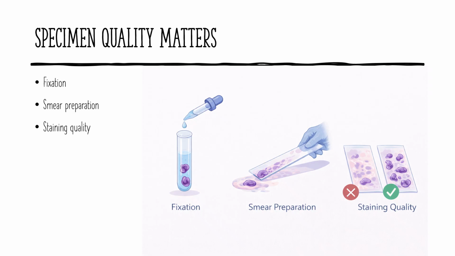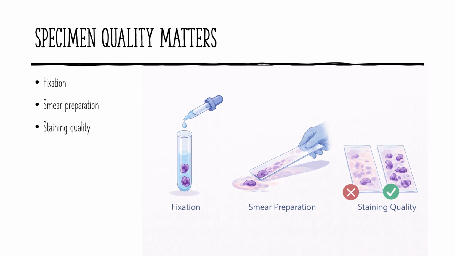Next, slide preparation or smear preparation. This is where technique becomes art. Too thick, and cells overlap and nuclear detail disappears. Too thin, cells rupture or distort. Bad feathered edge, you lose your optimal evaluation zone. Histotechnologists and laboratory professionals don't just prepare slides. We create the environment where morphology becomes interpretable.